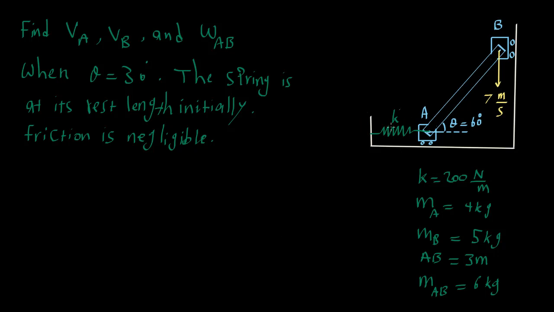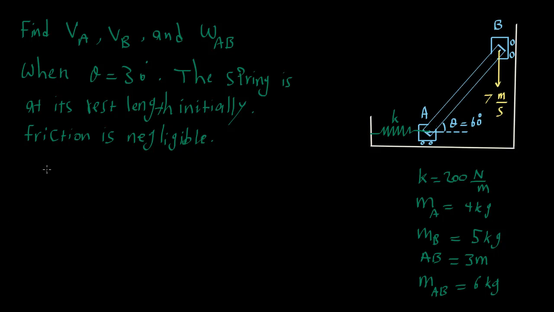The spring constant is 200 Newton per meter. The mass of slider A is 4 kilogram. The mass of slider B is 5 kilogram. And as we said, AB is 3 meter and the mass of AB is 6 kilogram. Because we don't have any friction, this is a good example where we can use the work and energy principle to solve this problem.